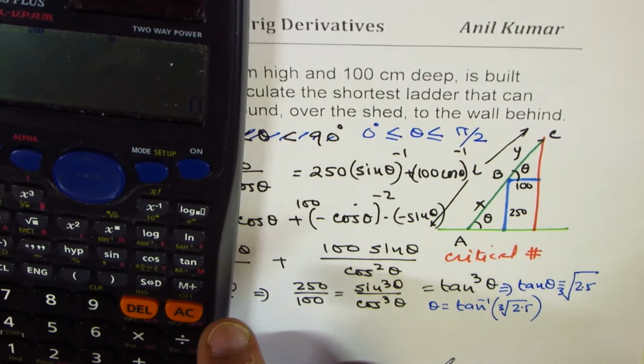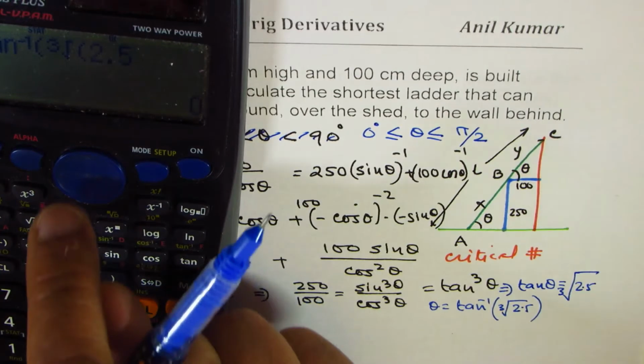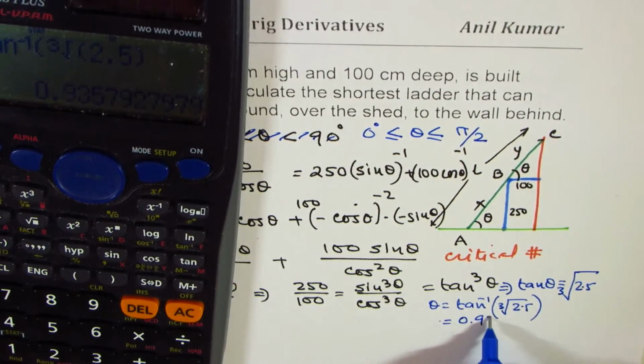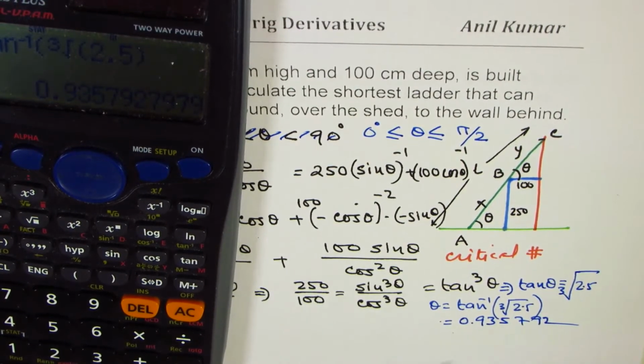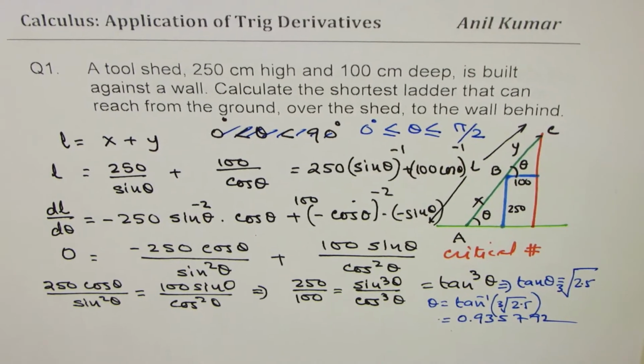So we have shift tan inverse of cube root of 2.5, which is equal to, in radians, theta equals 0.93579. Okay, whatever. So that gives you the value of theta. Now, for this value of theta, we can find what L is, right? So let me push this page a bit.